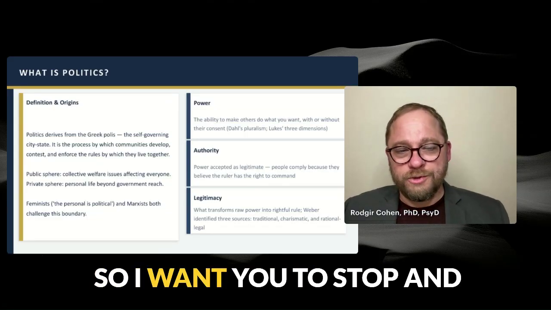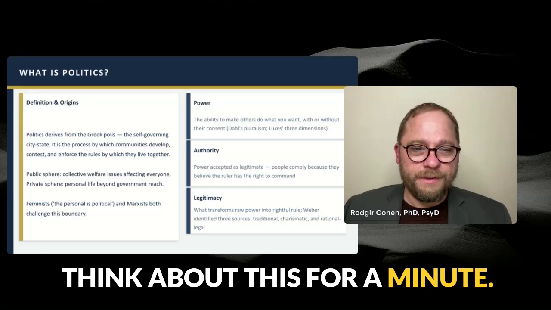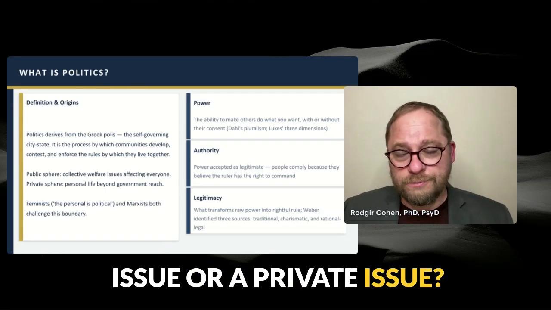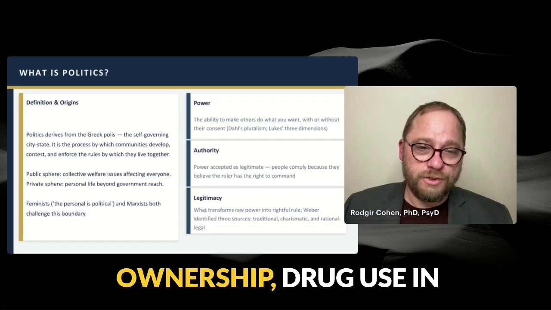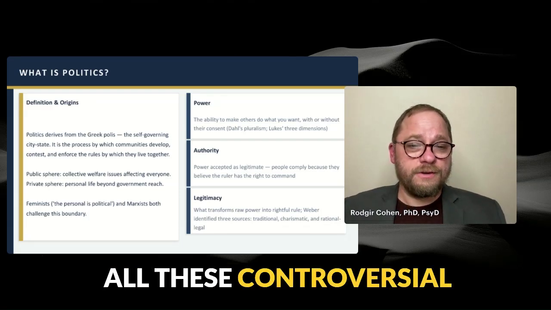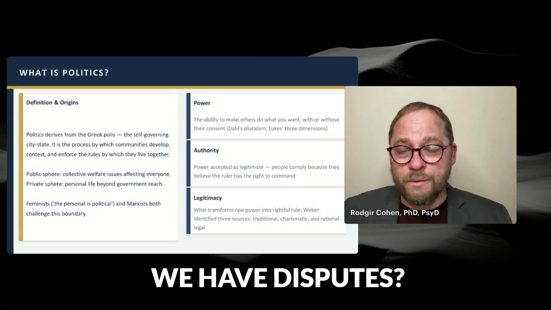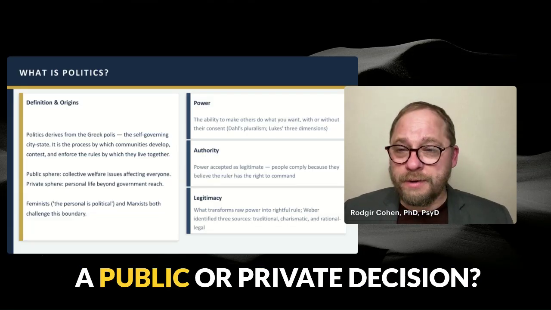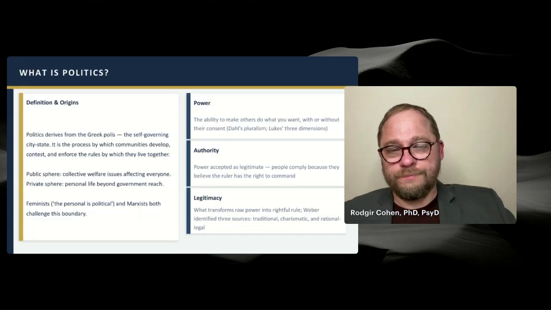So, I want you to stop and think about this for a minute. Would you classify abortion as a public issue or a private issue? Would you classify gun ownership, drug use in your own home, religion, all these controversial political debates where we have disputes? Where would you have this as a public or private decision?